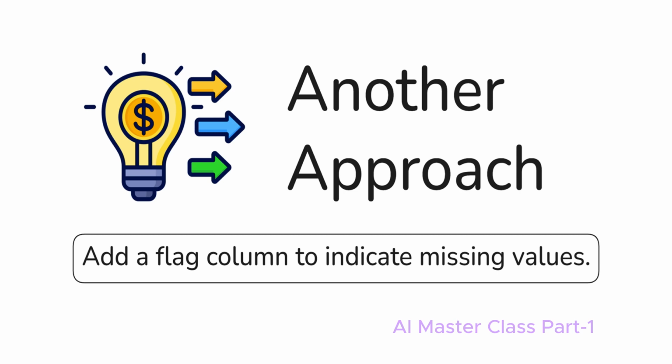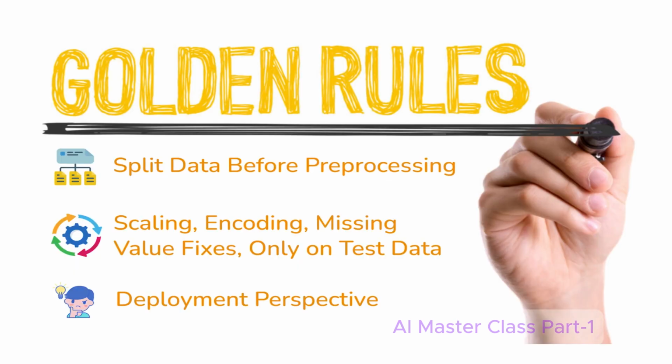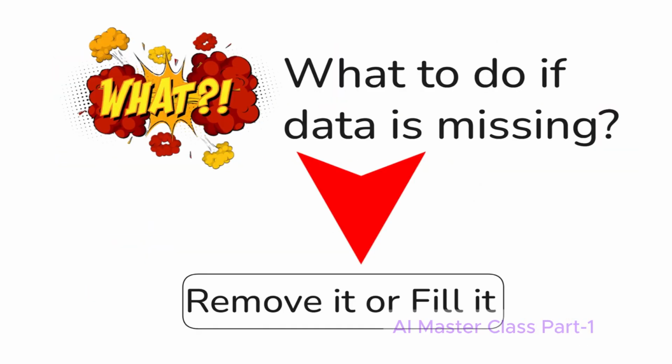And this brings us back to our golden rule. All these operations should be done using only training data. For example, if you are calculating the mean to fill the missing values, you should calculate it only on the training data and then apply the same value to test data as well. If you calculate it using the entire dataset, you are already introducing data leakage. So just to summarize this part, missing data is very common. We either remove it or we fill it. But every method comes with assumptions, and we must apply those steps carefully to avoid data leakage.